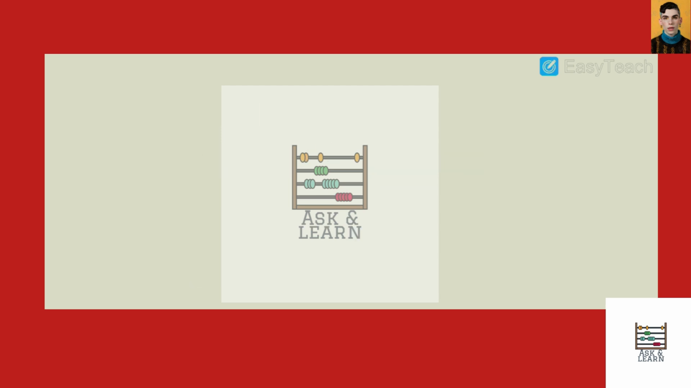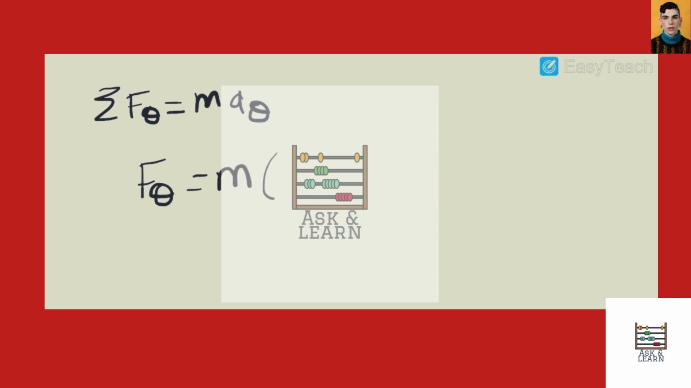Next, what we can do is solve for our net force in theta. So we know that the net force in theta is equal to m times a theta. Therefore F theta is just going to be equal to m times acceleration in theta, which we know to be negative 1 meters per second squared. And this gives us an F theta equal to negative 200 newtons. That is another part of our answer.